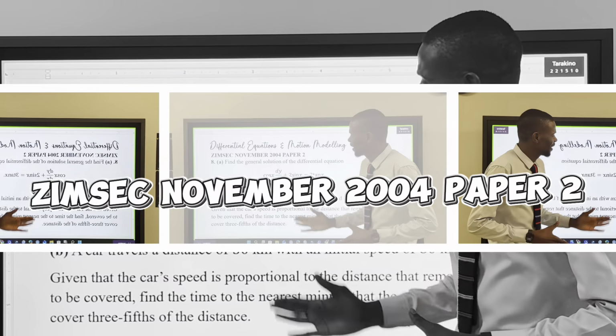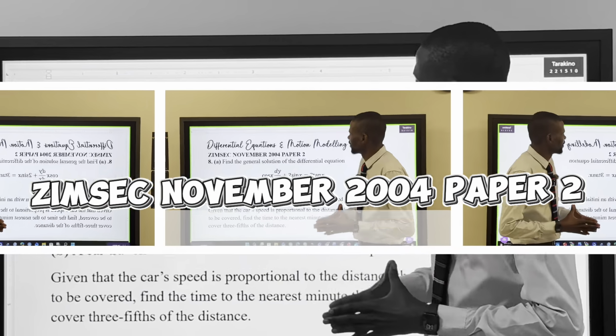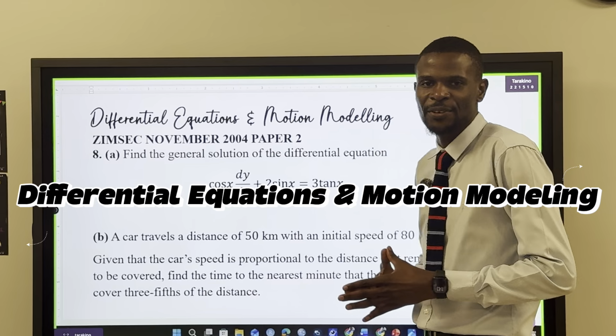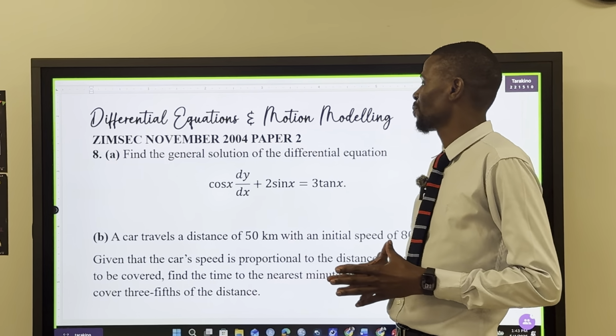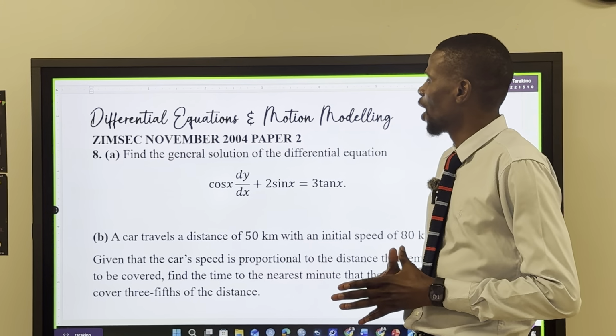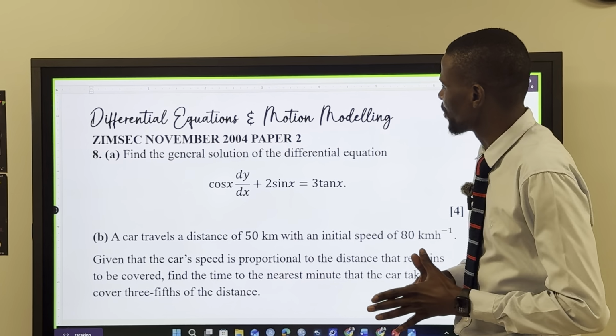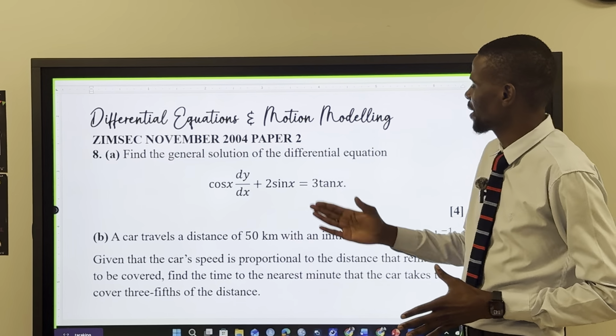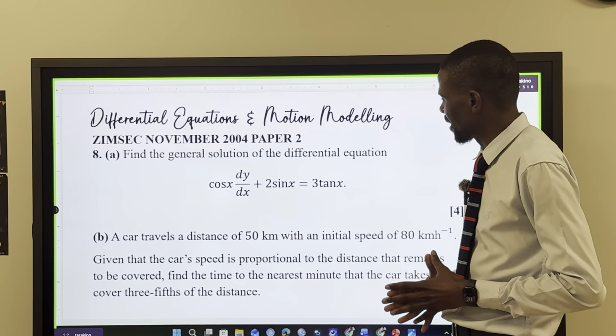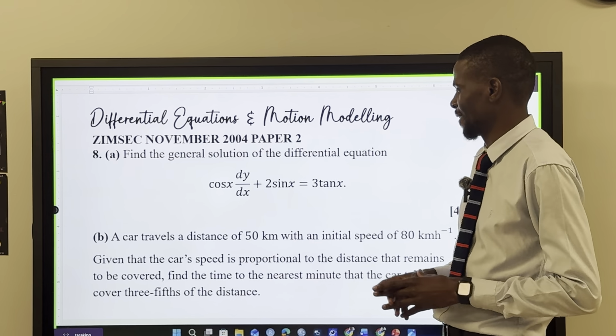Hello everyone, let's dive into a ZIMSEC November 2004 differential equation question. This is a classic exam style problem you must be ready for. Alright, 8 item A reads, find the general solution of the differential equation cosine of x dy dx plus 2 sine x equal to 3 tan x.